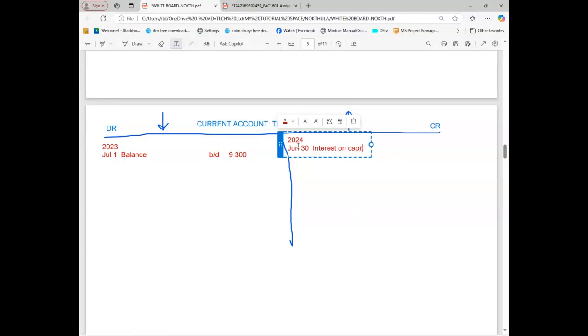And the journal we always use is called general journal, always. And then the amount was 14, I think 802, something like that. Yes. Can you see now? So that is how to approach the interest on capital. Are you okay with that? Okay. Yes, I'm with you.